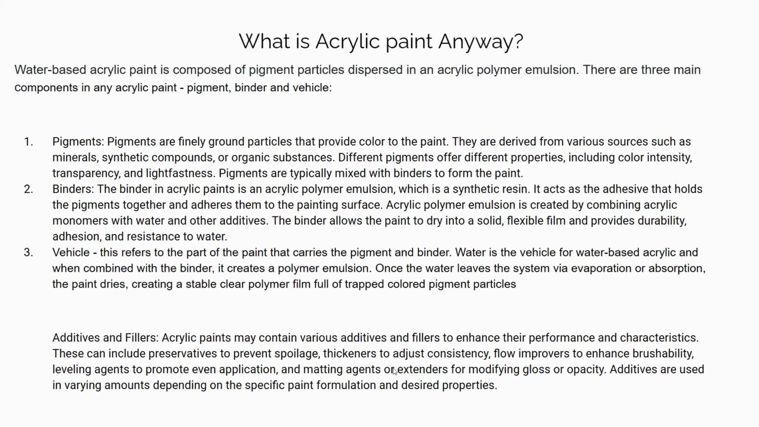The vehicle is the part of the paint that carries the pigment and the binder. So water is the vehicle for water-based acrylic, whereas oil would be the vehicle for an oil paint. So maybe you would add a linseed oil or a safflower oil, for example, or even a paint thinner would become a vehicle.